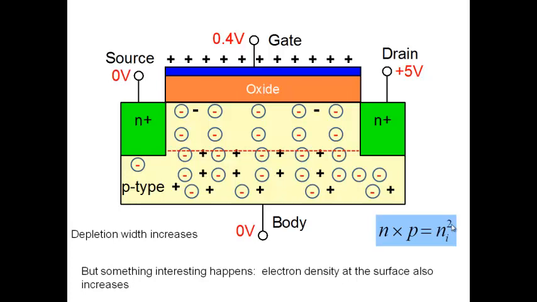So now note something interesting that happens here. As you reduce the number of holes from the surface, as p goes down, what happens? n goes up. n goes up here. So as you're pushing more and more holes away from the surface, electrons start appearing at the surface, because they have to balance.